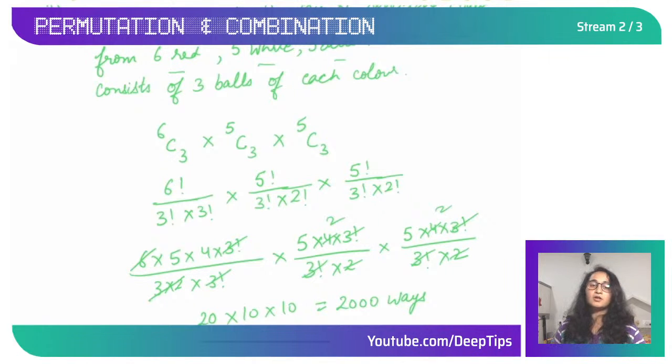And I'm sure if we start counting it, we will definitely miss many. So that's why combination here, using permutation combination, is the best way to find the total number of ways.